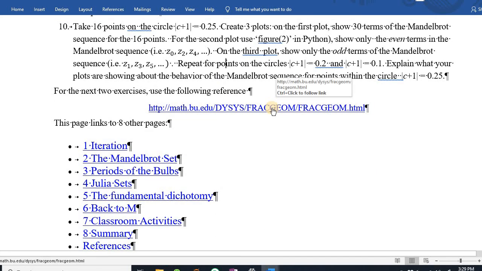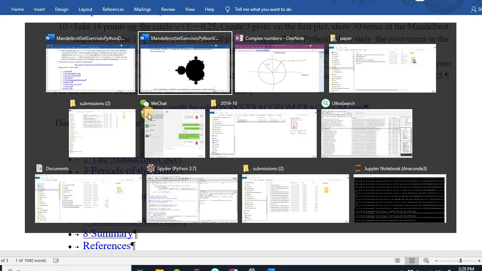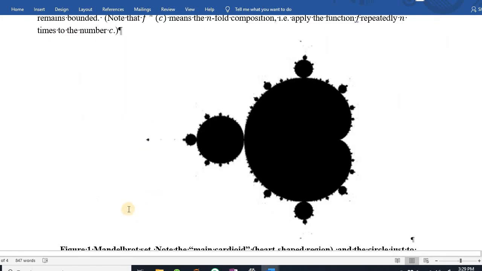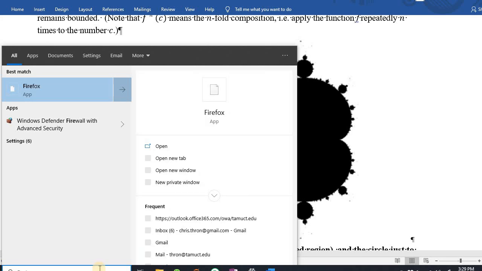Well, I'll just copy it. It doesn't seem to be going. Copy that and see what it looks like. Where is my browser? I don't see my browser anywhere. I have to bring it up. All right, let's bring it up. I'll just bring up Firefox, I guess.